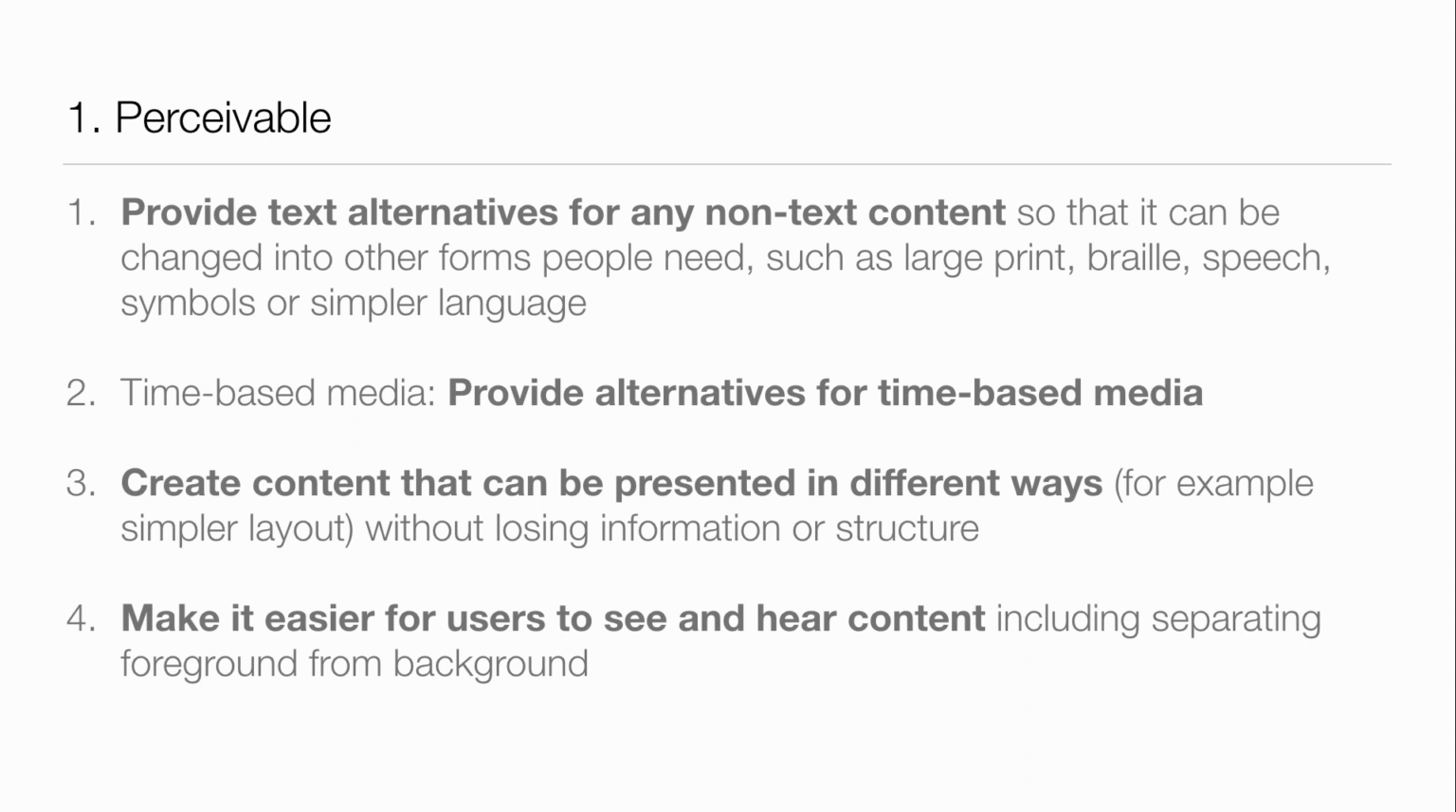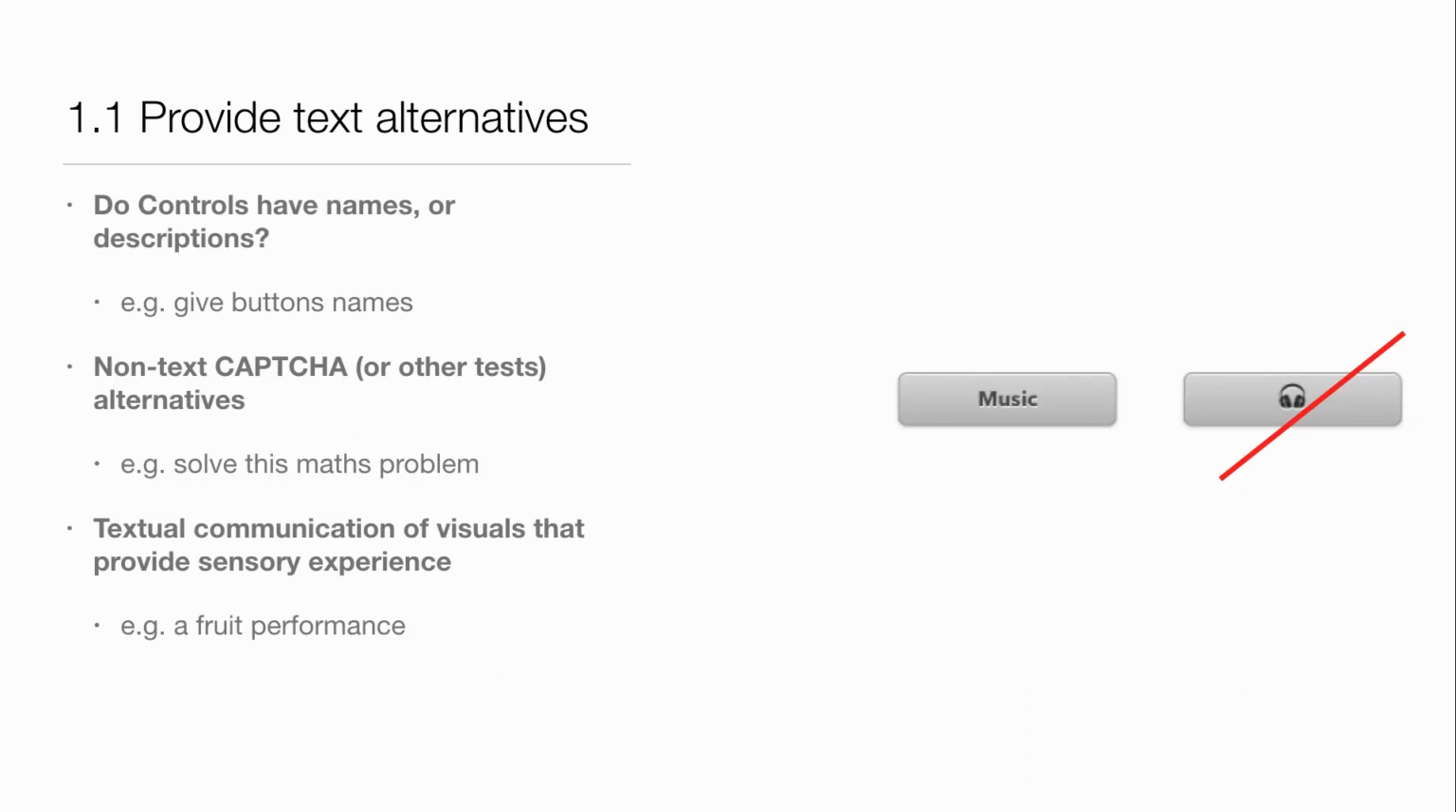WCAG does provide specific guidelines on each of these ones individually. I highly recommend that you go and have a look at them and read. This is just a quick overview. So providing text alternatives, what do we mean?